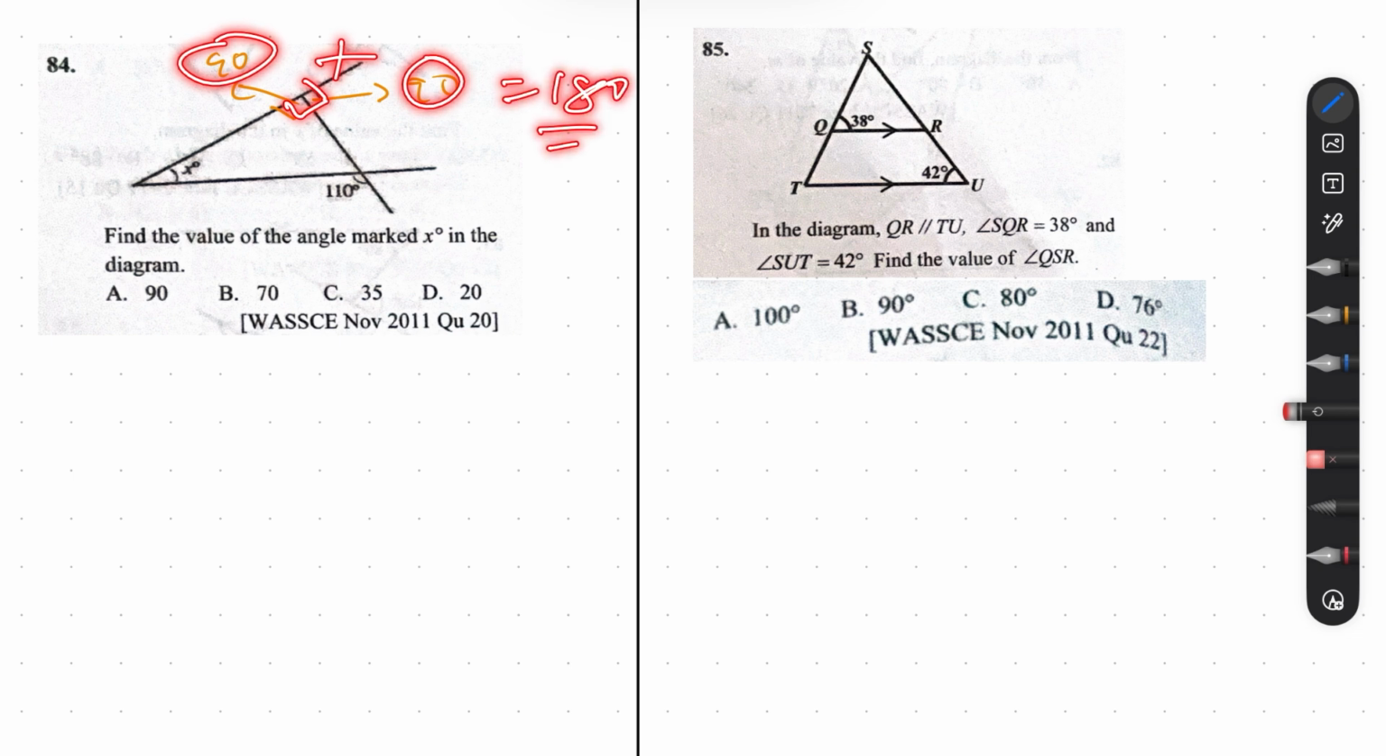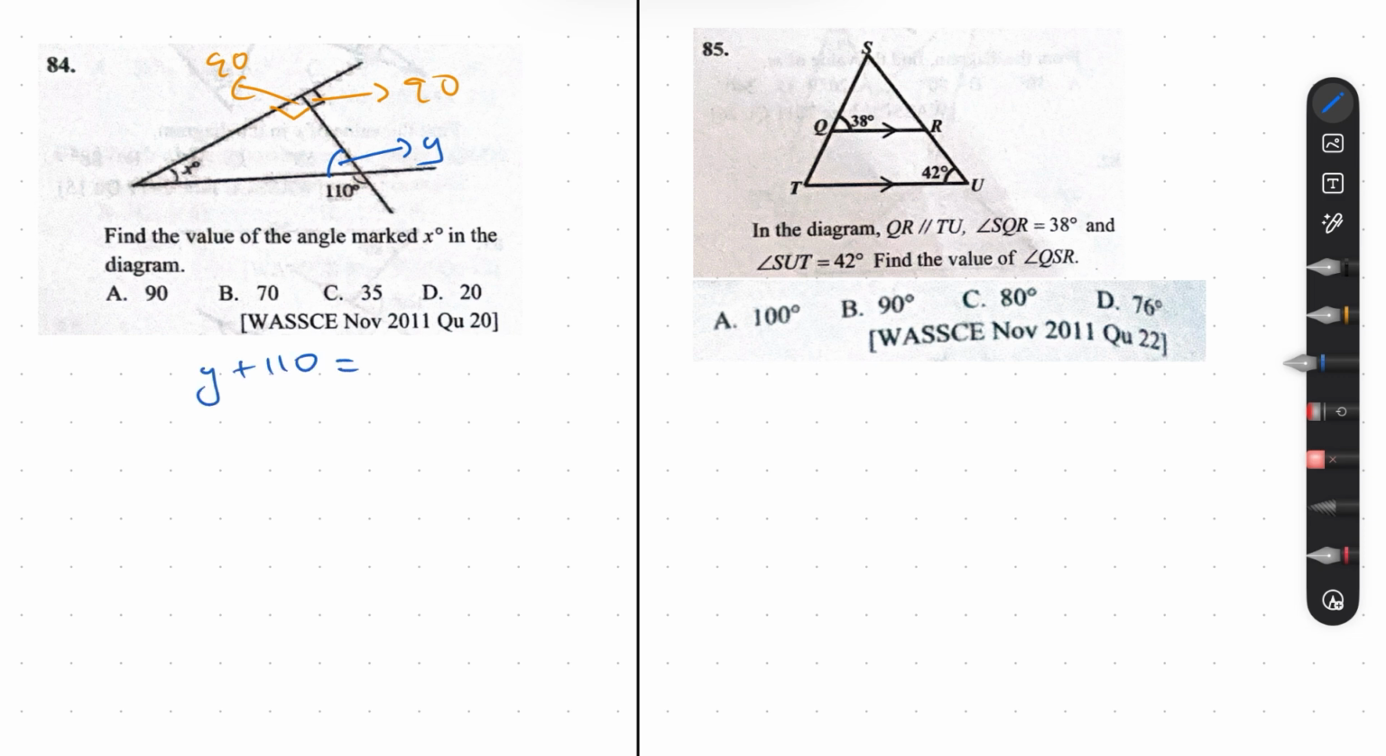Now we found this angle. What's the next angle we need to find? We need to find this angle. How do you find this angle? We still use the formula of supplementary angles. The other side will be 180 minus 110, because they are angles on a straight line. So imagine we call this angle y. Then y plus 110 should give us 180. So y will give us 70.